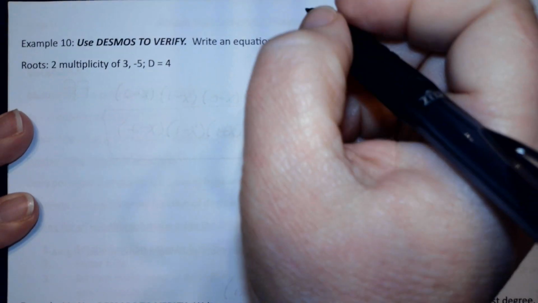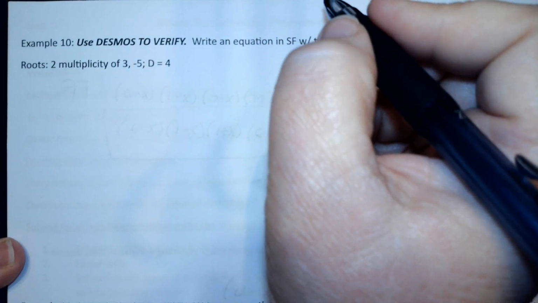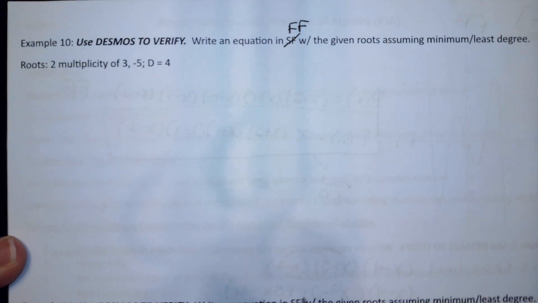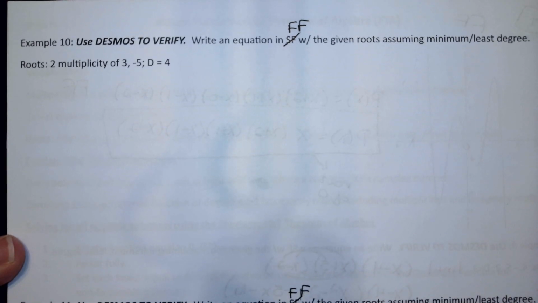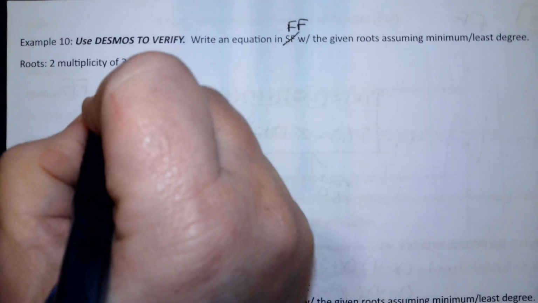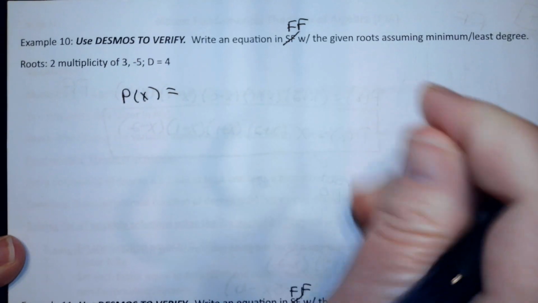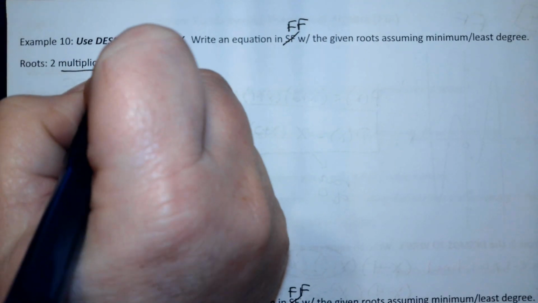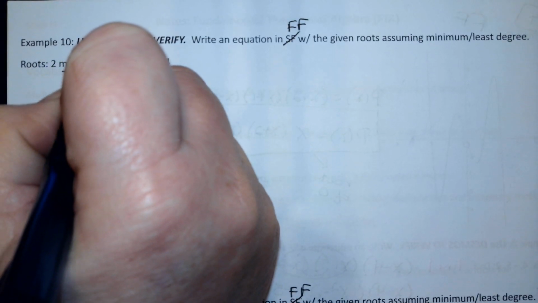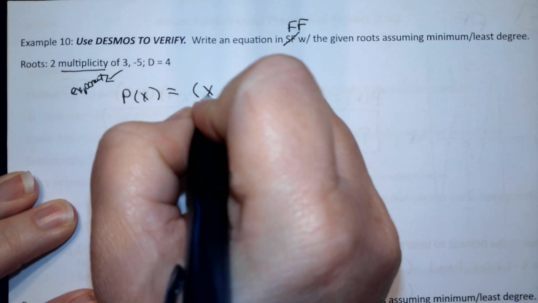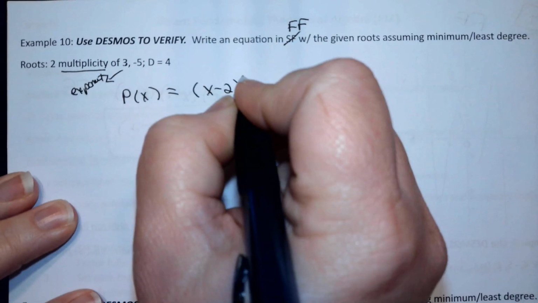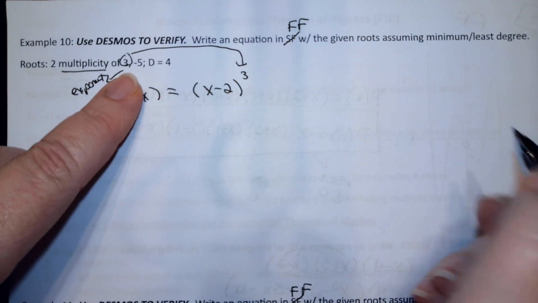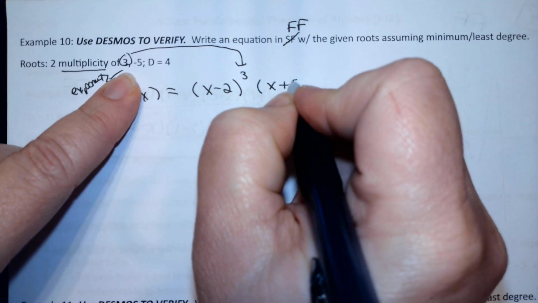Alright, so I just want to write this in factor form. Okay, so I'm going to change these directions to factor form. And the same thing with this one right here. We're going to write these two in factor form. Alright, so we're going to have P of X equals 2 with a multiplicity of 3. That multiplicity means that the 3 is going to be your exponent. So here we would have x minus 2 with an exponent of 3. Okay. Then we have a negative 5, so we got x plus 5.